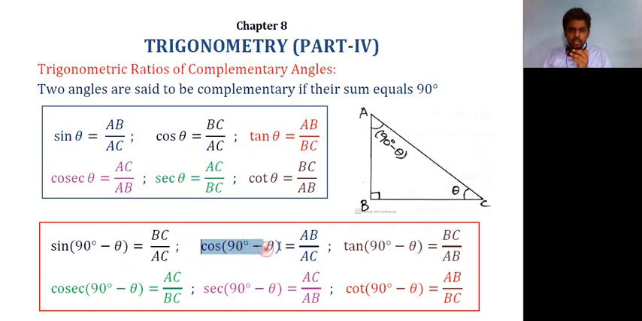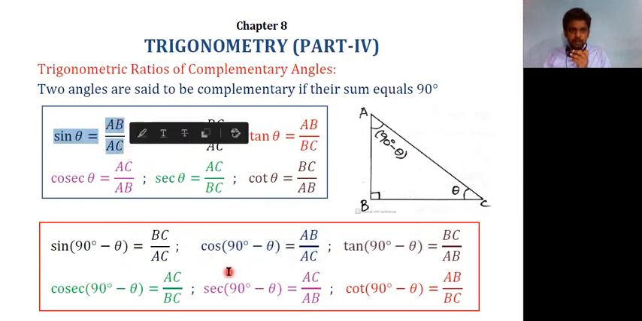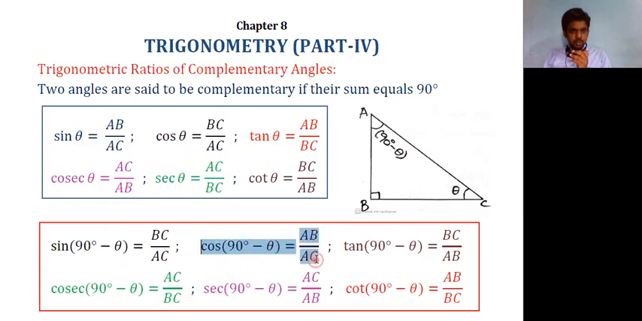Again, cos 90 minus theta is equal to AB by AC. Where can you see AB by AC in this box? Sin theta. So sin theta is equal to AB by AC. Cos 90 minus theta is also equal to AB by AC from the same triangle. So we can say that cos 90 minus theta is equal to sin theta. So similarly, we can compare all the other six trigonometric ratios of box 1 and box 2.